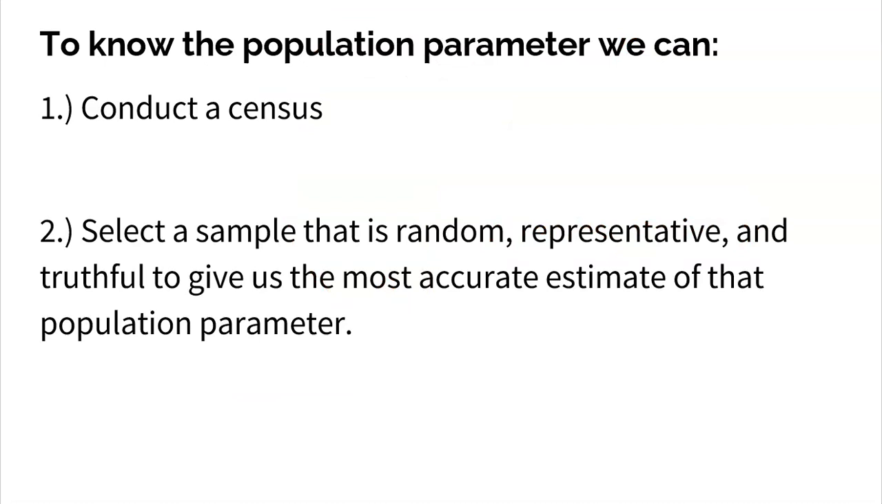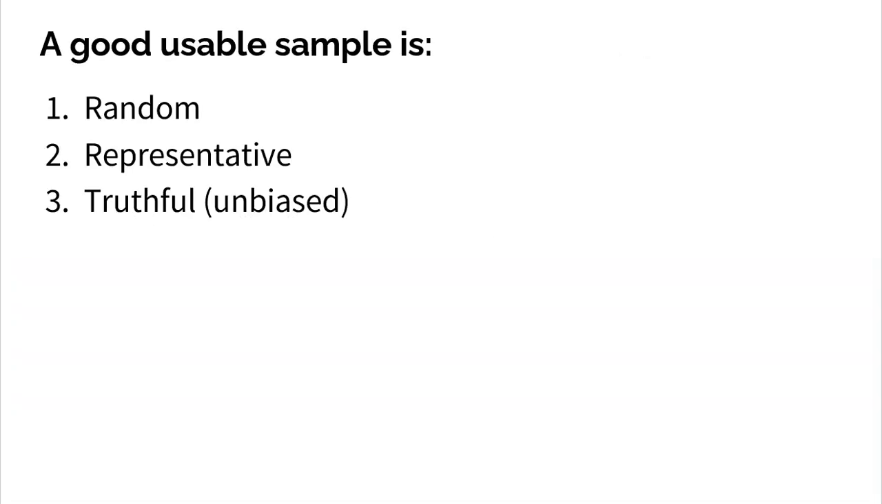Now, once again, how do we do this? Number one, we could conduct a census, but oftentimes if the population is really big, it's really costly and time-consuming to do that. Or we could select a sample that is random, representative, and truthful to give us the most accurate estimate of that population parameter. All right, so now that we understand why we select samples and what we're trying to do with the sample, let's talk about how to get a sample. 3 basic rules. Every good usable sample must be random, representative, and truthful, meaning it cannot be filled with bias. It's got to be unbiased.